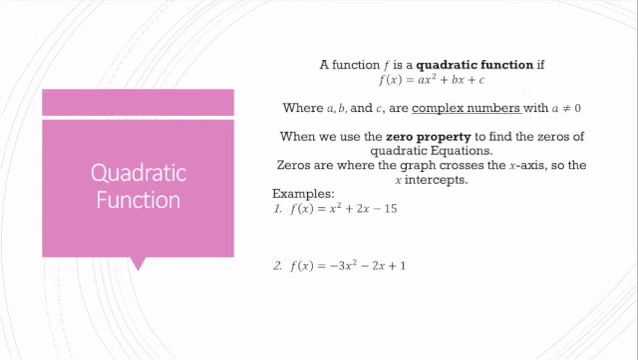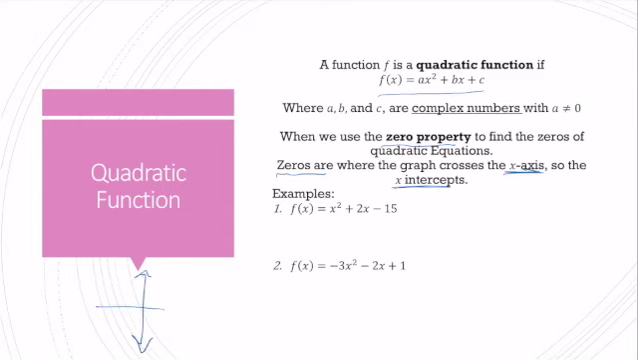Friendly reminder that a function is a quadratic function if f of x equals ax squared plus bx plus c. Okay? When we factor polynomials like this, we use the zero factor property to find the zeros of our quadratic equations. Remember, these zeros are where our graph crosses the x-axis, so those are our x-intercepts.